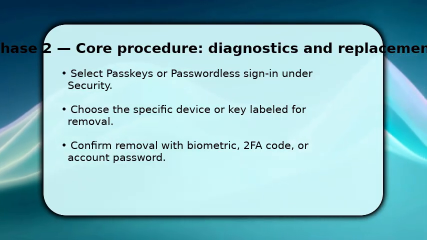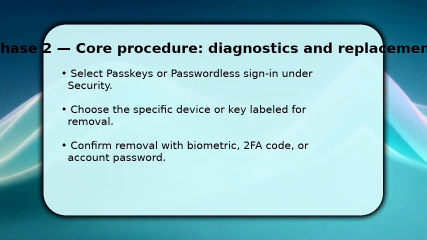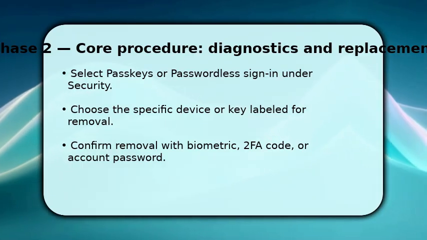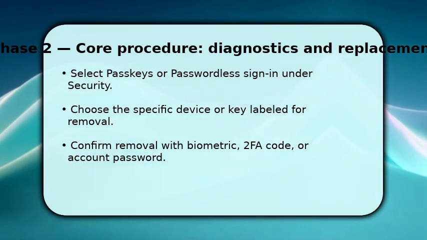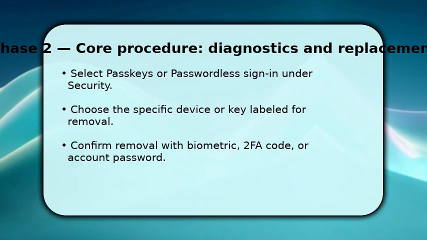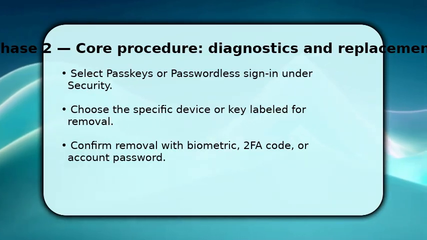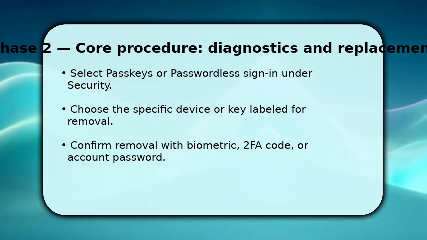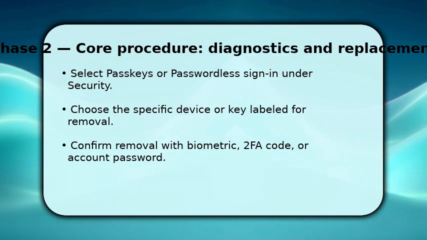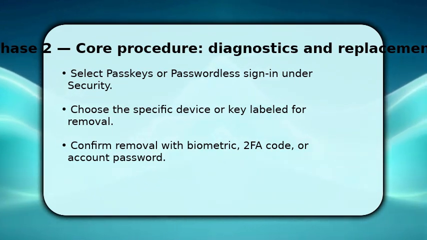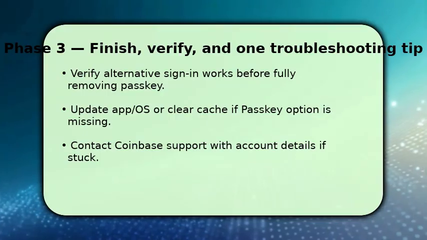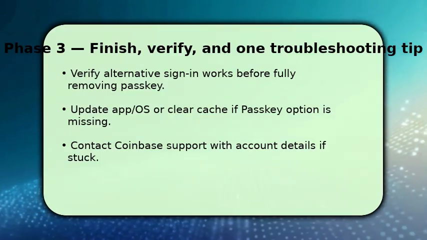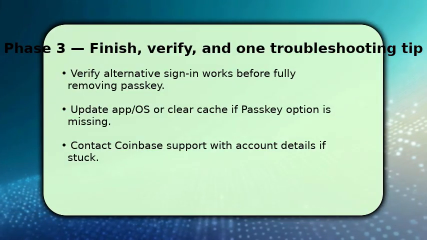Coinbase requires immediate confirmation. Use biometric unlock, enter a 2FA code, or type your account password so they know it's you. After confirmation, Coinbase deactivates that passkey and prevents it from authenticating. Make sure you have another sign-in method ready so you do not lose access when the passkey is gone. Finish by testing your alternative sign-in, phone number, authenticator, or password so you can log in immediately after removal.